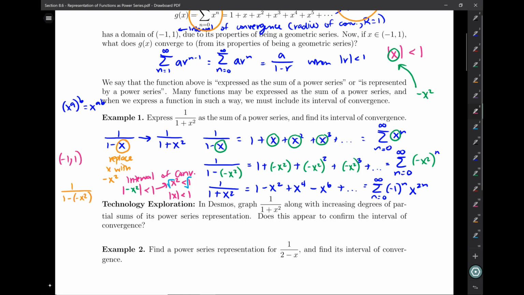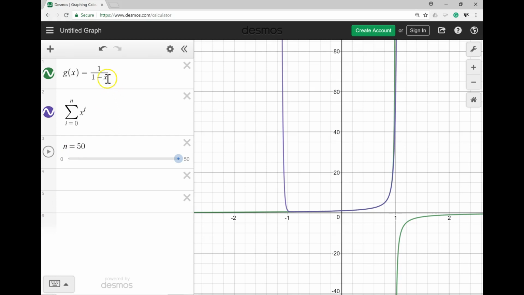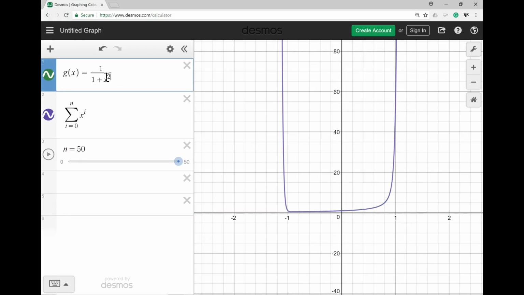So let's go into Desmos real quick, and we'll see another representation of this new power series, and see how that interval of convergence comes into play again. So now I've got 1 over 1 plus x squared. This is a great way to check your answer, by the way.